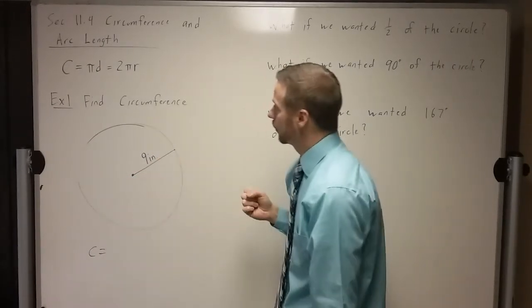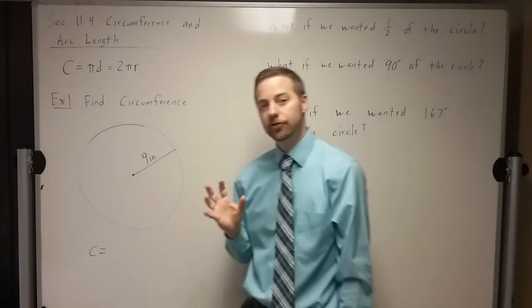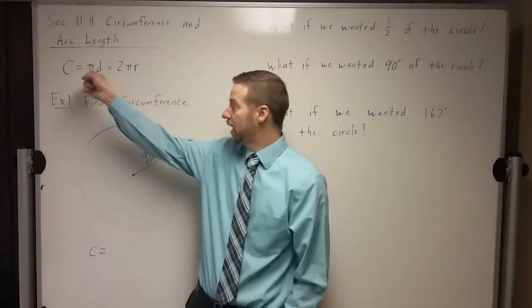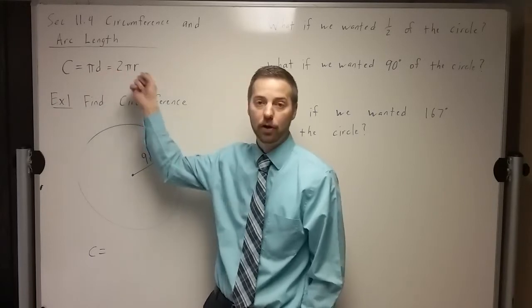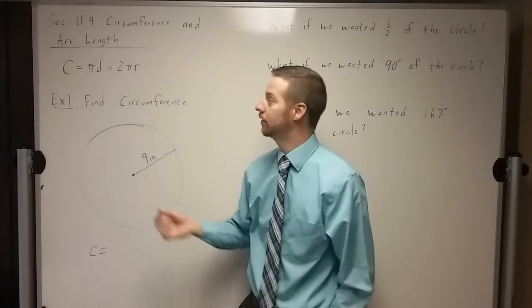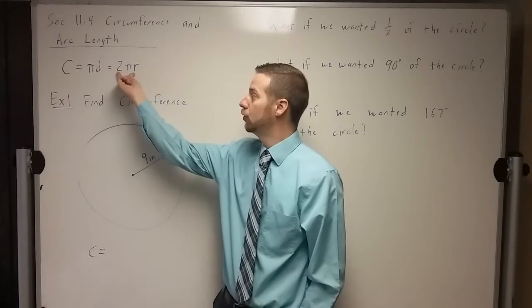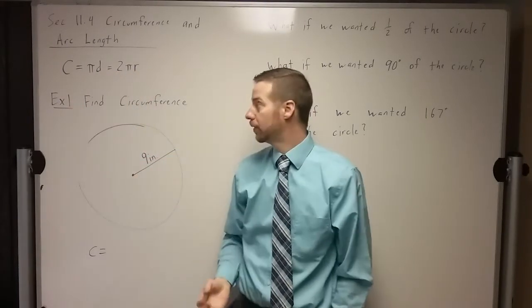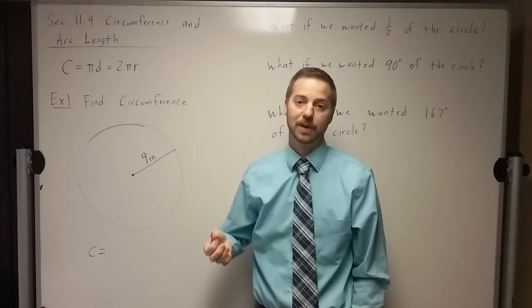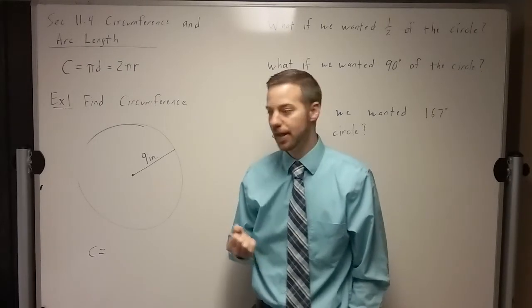So circumference, the way we find this, and this should be reviewed, I'm sure you've heard this before, is pi times diameter. Or some people say 2 pi r. It's the exact same thing because basically this part, 2 times the radius, is the diameter. And so whether we say pi times diameter or 2 times pi times r, it's the exact same thing.